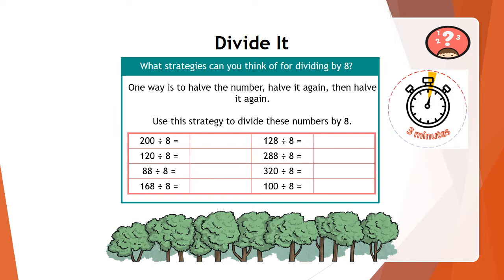Excellent, let's go through the answers. 200 divided by 8 is 25. So let's go through it, let's halve it. Half of 200 is 100. Half of 100 is 50, and half of 50 is 25.